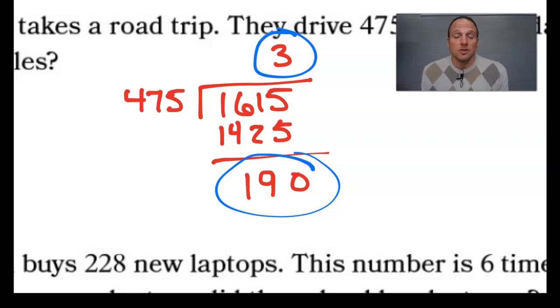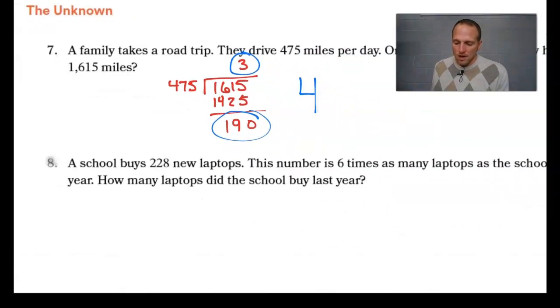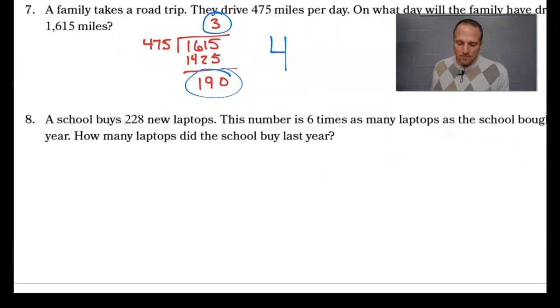There's remaining miles. So 3 days, we drove that far, but there was still 190 miles left, which means on day number 4, we're going to drive another 475 miles, and we're going to drive way past 1,615 miles. So the answer is on day 4, they traveled that far.